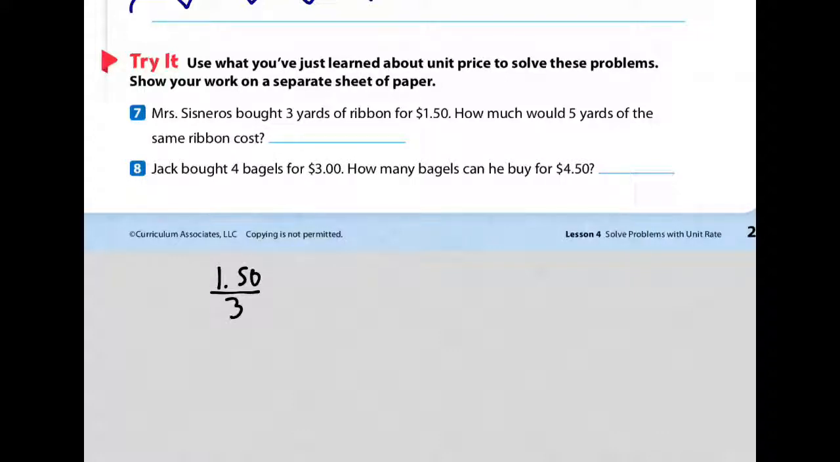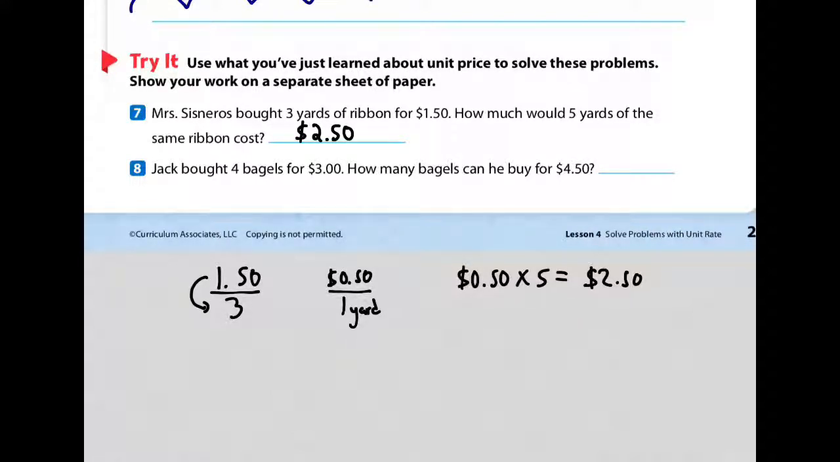So if I divide $1.50 by 3, I'll get the unit price. So $1.50 divided by 3 is 50 cents. So that means it's going to be 50 cents for 1 yard of ribbon. Now, remember, that unit price is key, because once you know what 1 yard costs, you can figure out what any yard costs. So if I know it's 50 cents for 1 yard, I just have to multiply that by 5 yards, and I'll know the cost of 5 yards, which is $2.50. So your answer for number 7 should be $2.50. Now, if you did it a different way, that's absolutely okay.